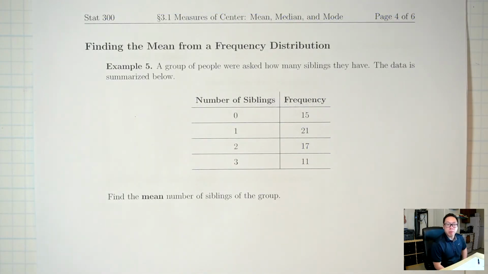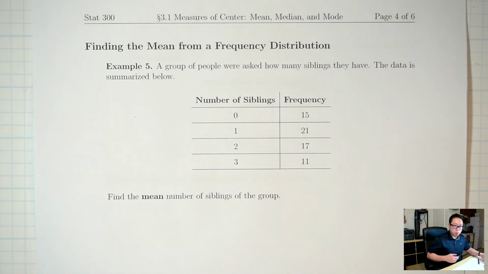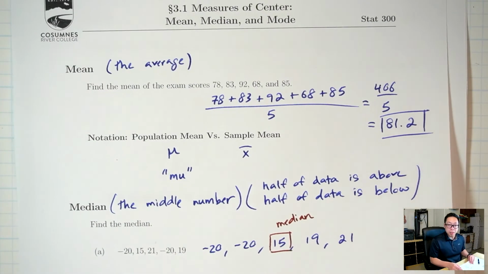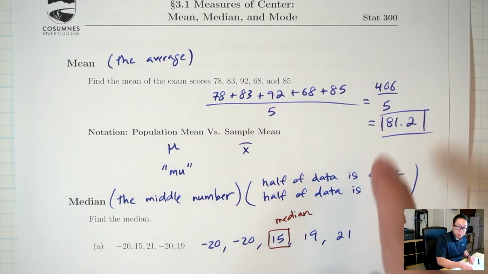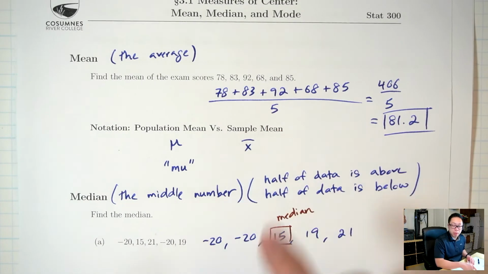Finding the mean from a frequency distribution. Example 5. A group of people were asked how many siblings they have. The data is summarized below. Find the mean number of siblings of the group. If I give you raw data, you know how to find the mean. If I give you the raw data, you just add up all the data values and then divide by however many data values you have.